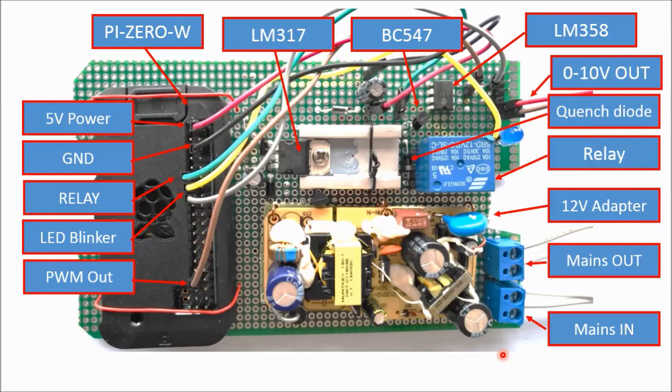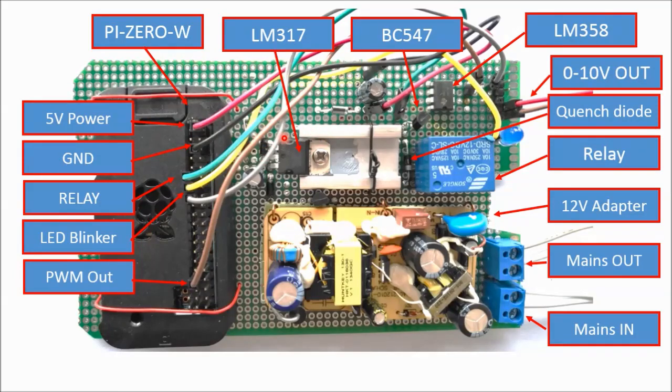This is what the final hardware looks like. I built this full system on one PCB that fit an existing electronic casing. Here's the mains in and output, and here's the 0 to 10 volt output. Here on the left you see the Raspberry Pi, it's a Zero W. The Pi Zero is very compact and cheap, just a bit slower than the Raspberry Pi 3B, but for this project it's just perfect. Then here's the LM317 voltage regulator mounted on a heatsink.